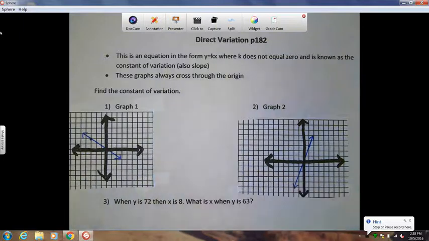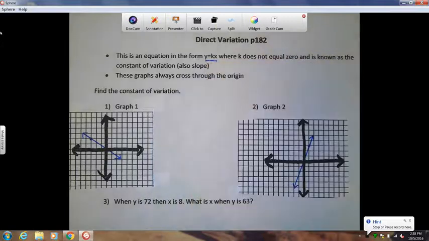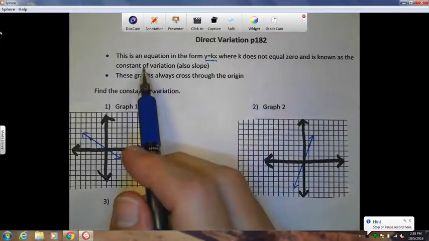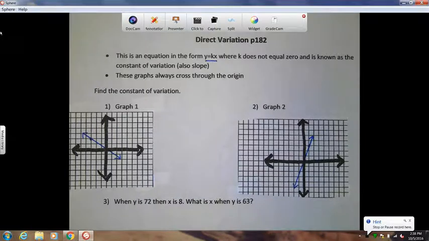So remember, the equation is in the form y equals kx, k does not equal 0. K is known as the constant of variation. That's also the slope. Hopefully you remember some other words for slope. We have m. We have the change in y divided by the change in x. You have the slope formula. You might look back at all those things. The constant of variation, in this case k, is another way of saying that for these specific relationships. And these only work when the graph crosses through the origin. It always crosses through the origin.